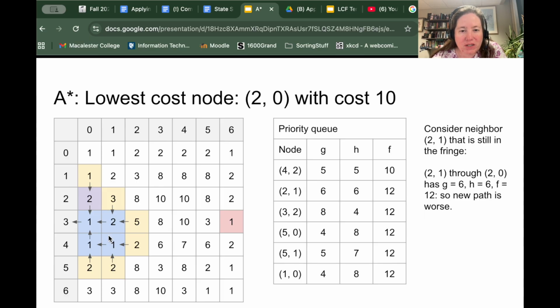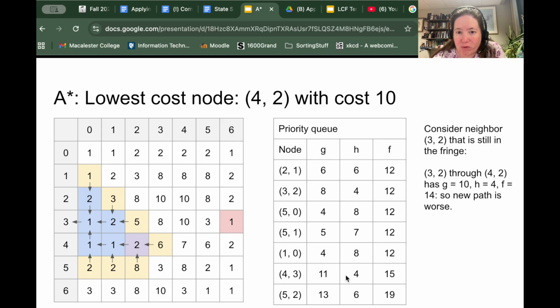So 4,0 happens. We have a neighbor 2,0 happens, and it has a neighbor 2,1 that was already in the tree, but when we look at it, it's actually more expensive to go through 2,0, so we don't make any changes to that one, and we add 1,0 as a new node. It's relatively expensive because the heuristic distance is going up quite rapidly.